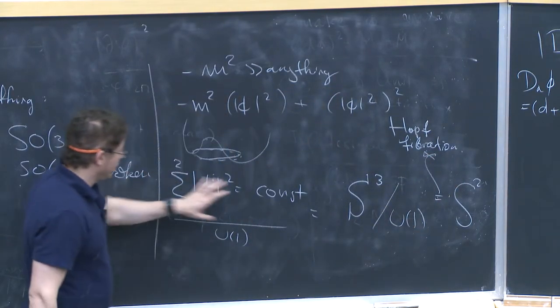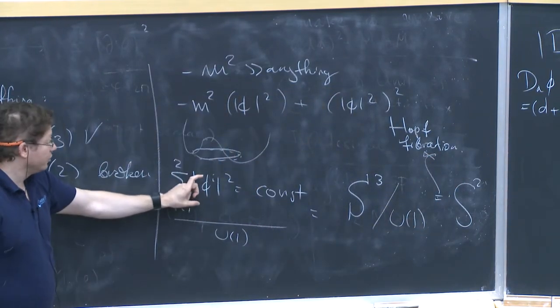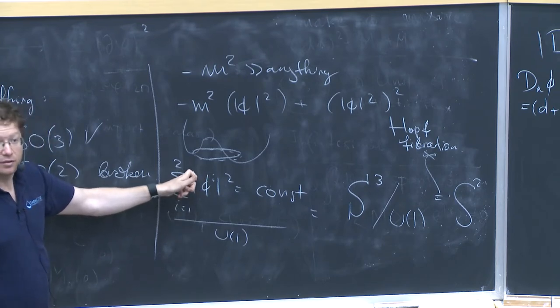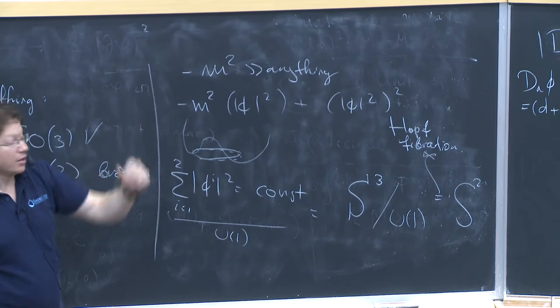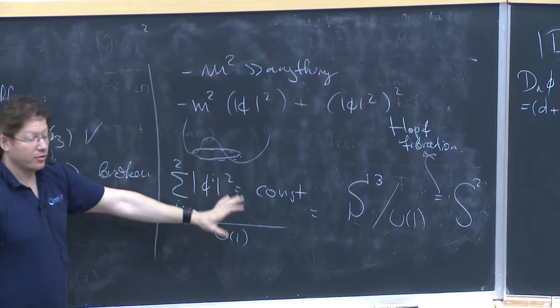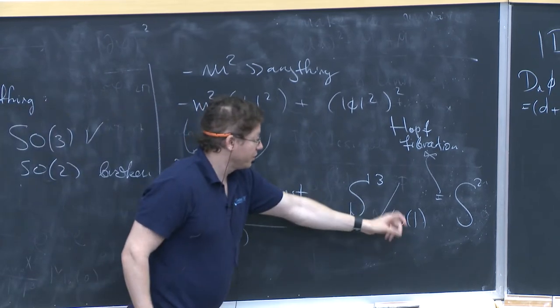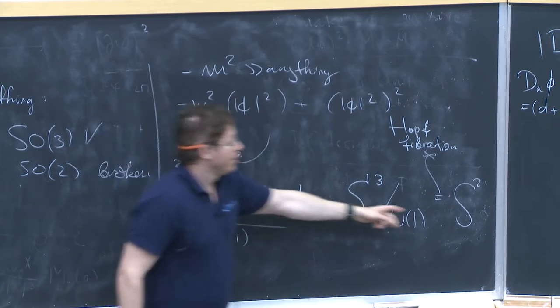So if you just look at this space of points and you identify all the points that differ by a phase, right? The gauge symmetry takes phi 1 and phi 2 to phi 1 and phi 2 times a phase. So you just identify these points on S3, and it kills one of the compact directions of S3, and you get an S2.